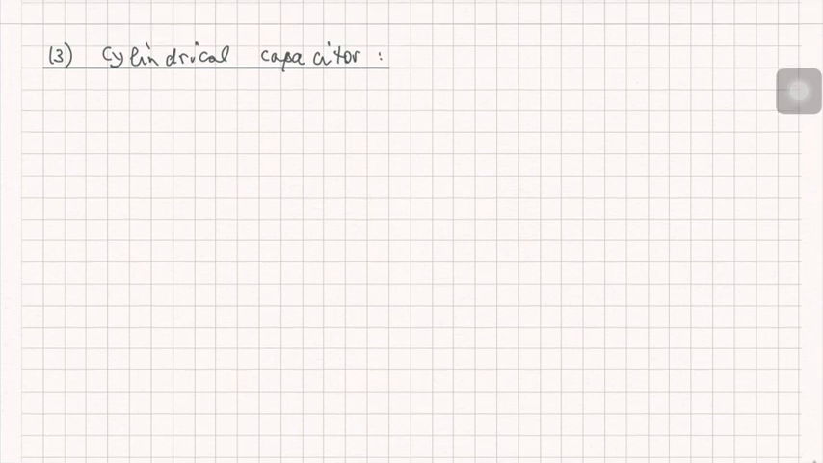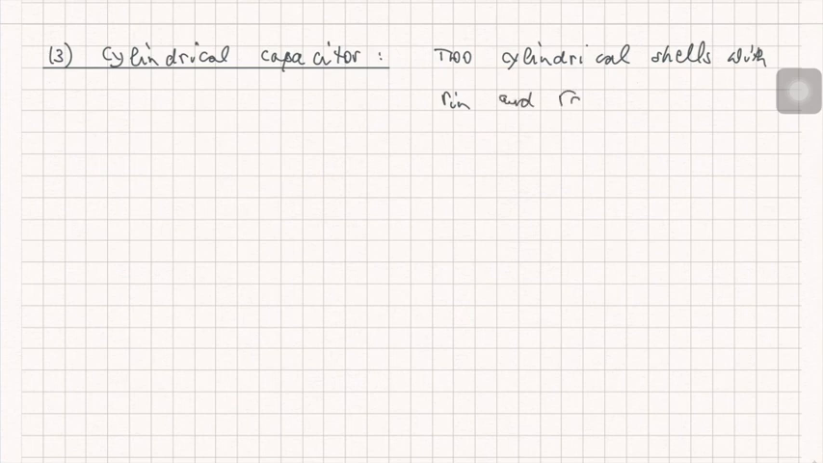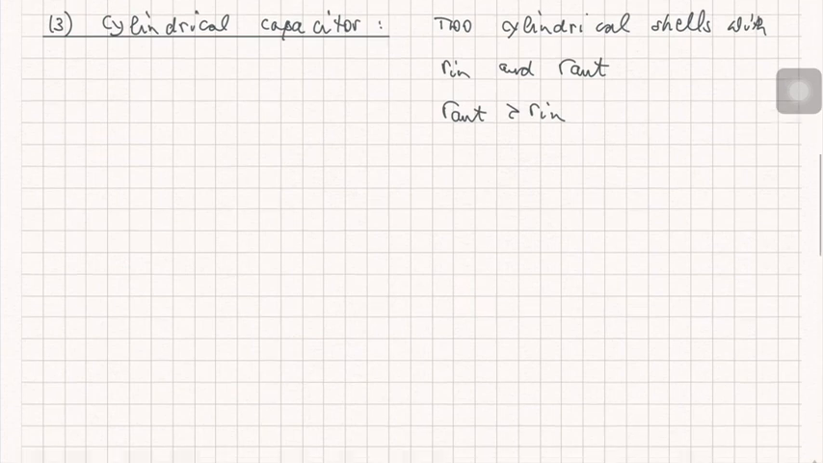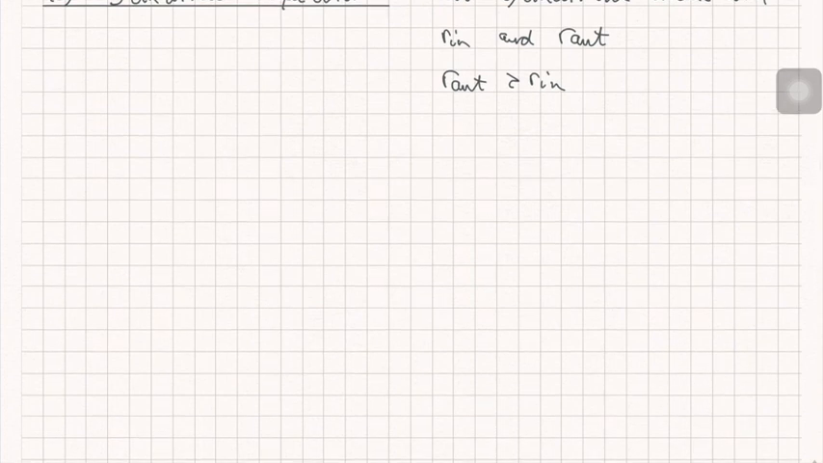So the capacitor arrangement would be two cylindrical shells, and I'm characterizing them with an inner radius for the one metallic shell, R in, and R out, whereas obviously R out is larger than R in. Okay? All right, so now let's first calculate the electrical field.